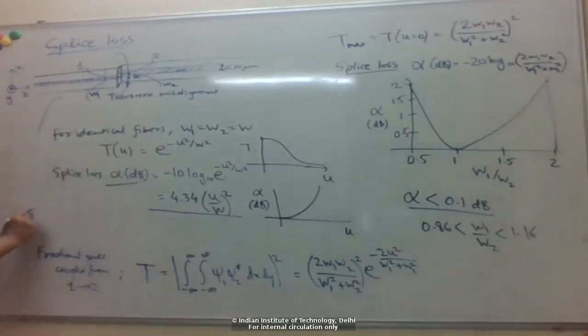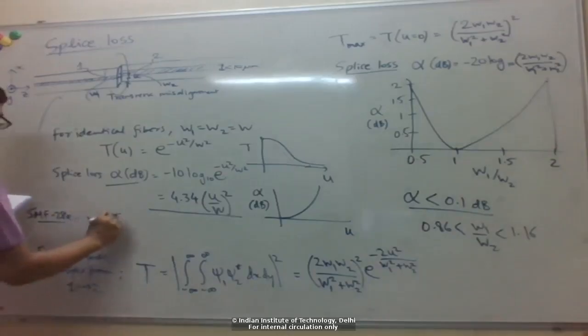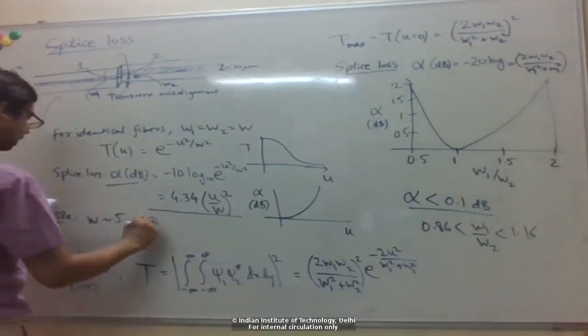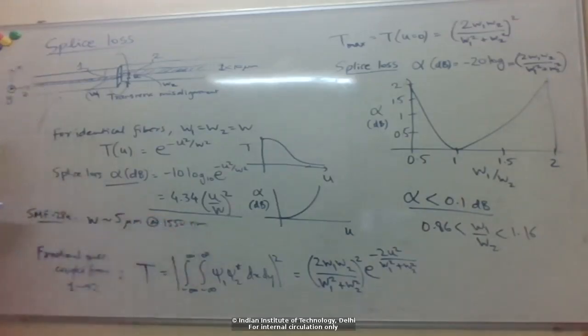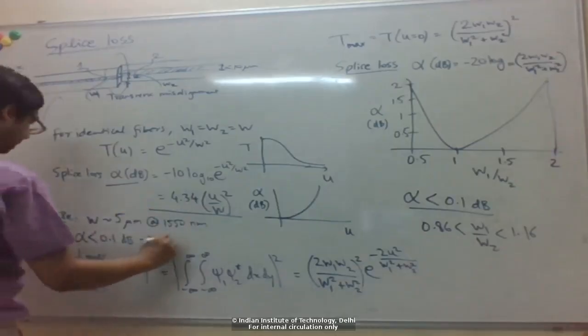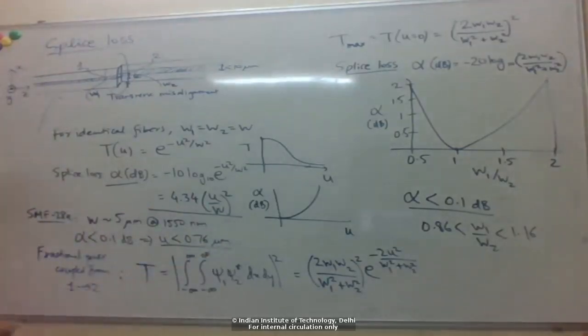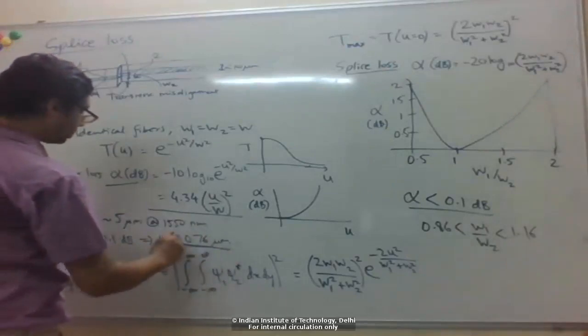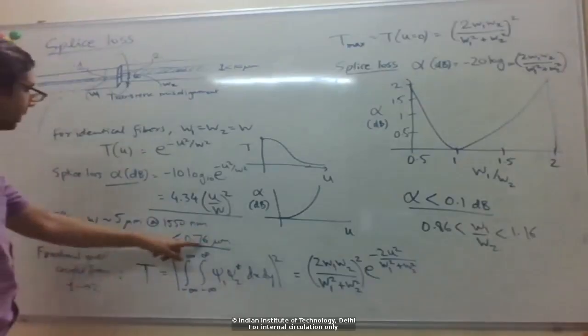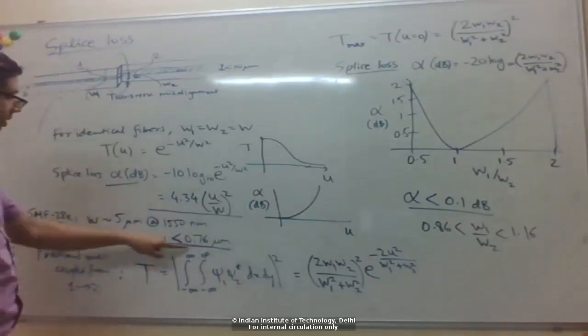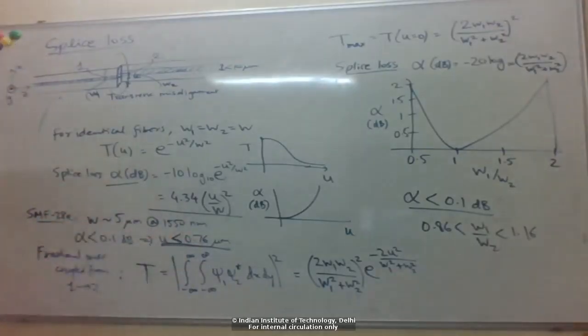To get an idea of some numbers, again for this SMF28E fiber, the spot size, as we said, was about 5 micron at 1550 nanometer. If you want splice loss less than 0.1 dB, the misalignment should be less than 0.76 micron. So you can see that there's a very low tolerance. Compared to the spot size, the misalignment has to be much smaller, less than a micron. So really your alignment has to be almost perfect for the joint.